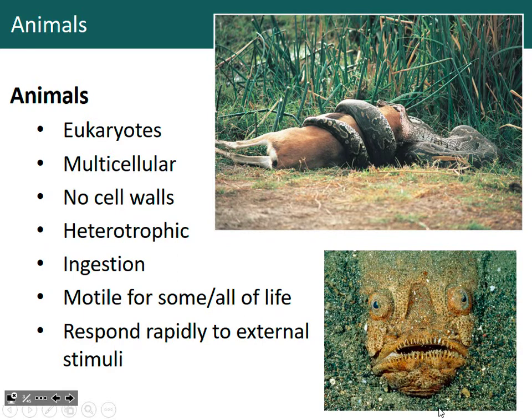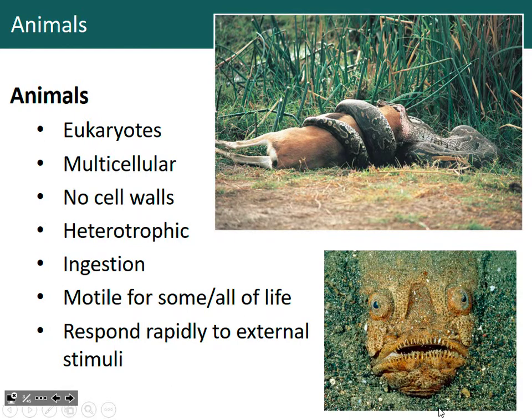Okay, so animals are eukaryotes, right? They have eukaryotic cells. They are all multicellular. So when we talked about protists, we were talking about our single-celled eukaryotes, and some of them were very animal-like. They were hunters and feeders, right? But they were single-celled. All of our animals are multicellular, okay? They don't have cell walls. So plants and fungus both have cell walls. Animals do not. Their cells are simply surrounded by a membrane.